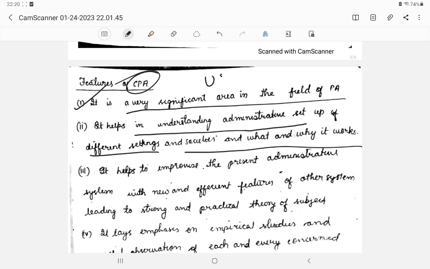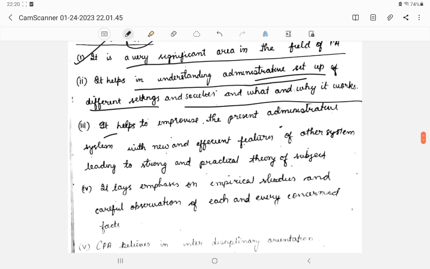So in the United States, Germany, China, India, we get an idea of all the administrative setups by studying them. So in the CPA course, we understand the administrative setup at the level of different countries. Next, it helps to improvise the present administration system with new and efficient measures and features.